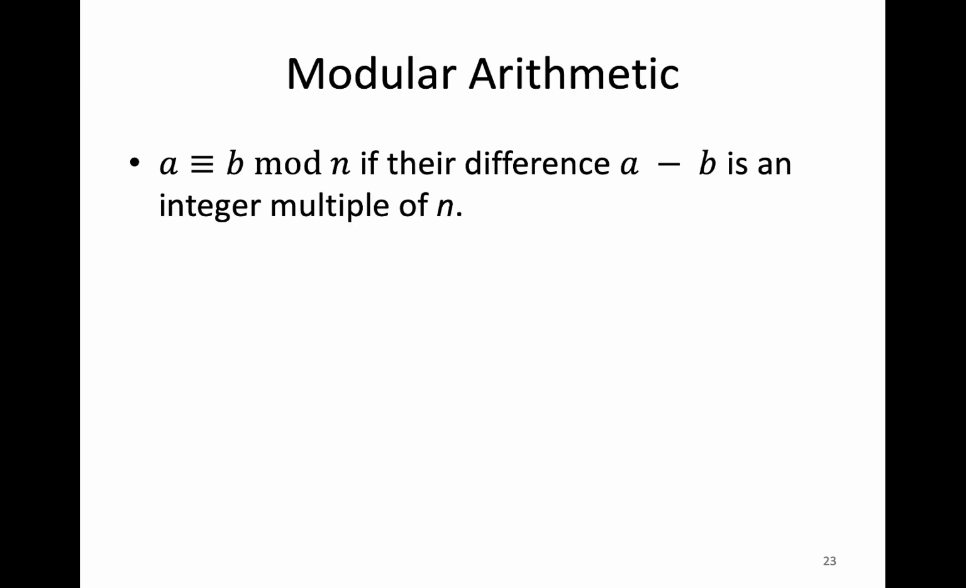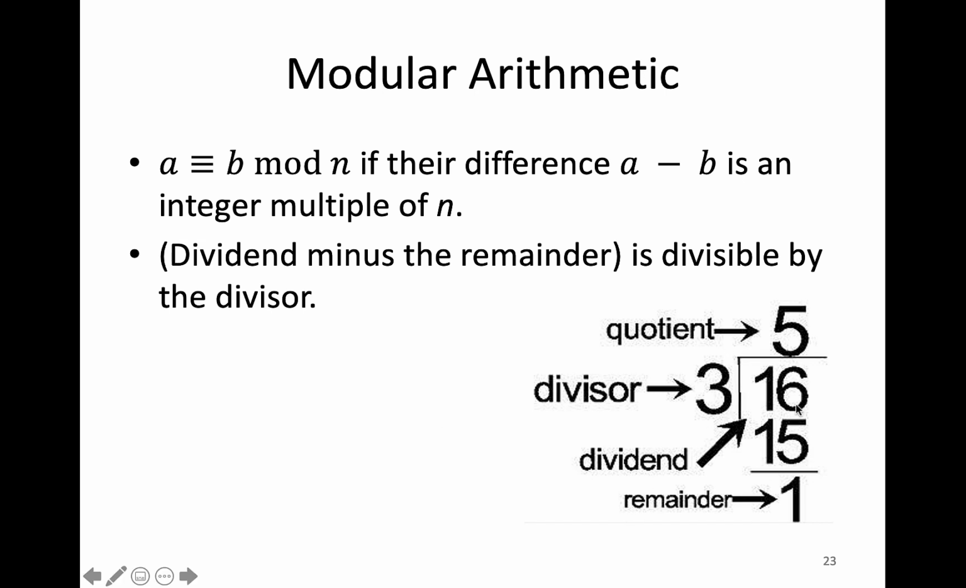Once again, a is congruent to b mod n if their difference a minus b is an integer multiple of n. We can think in this way. Here this is a simple division. I got 16, which is what we call the dividend, and I divided by 3, the divisor. The quotient is 5, and 3 times 5 is 15, and then the remainder is 1. So we consider it this way: a minus b is actually the dividend minus the remainder. This thing is the extra bit.